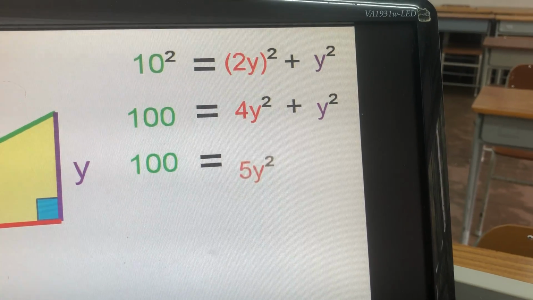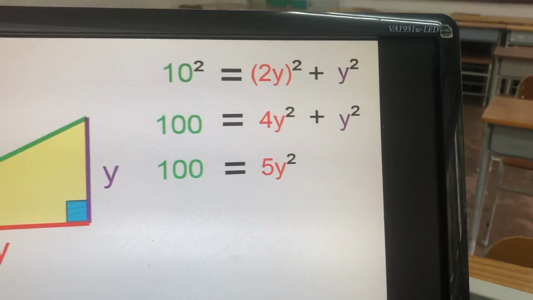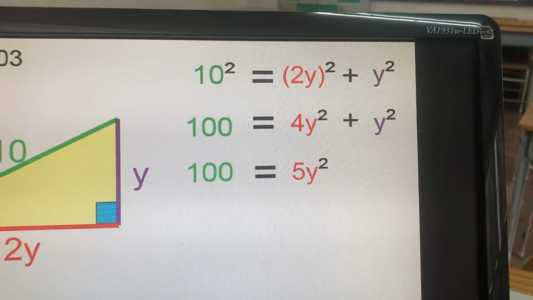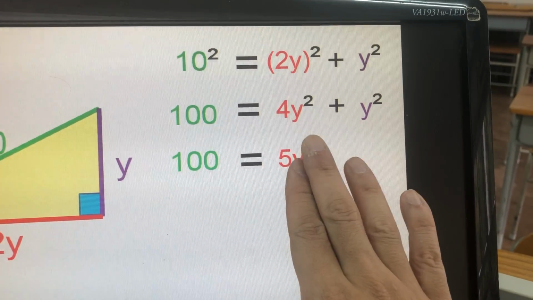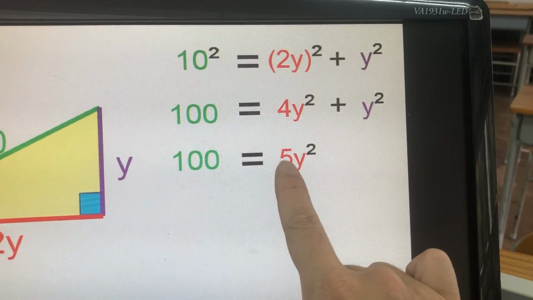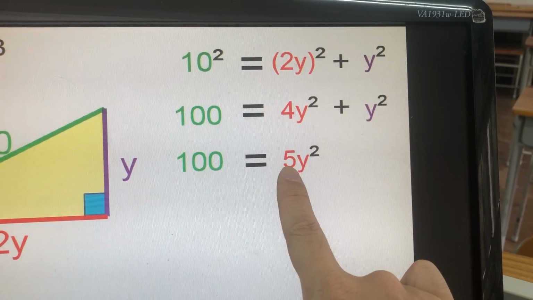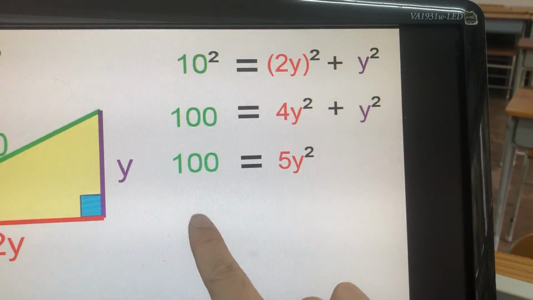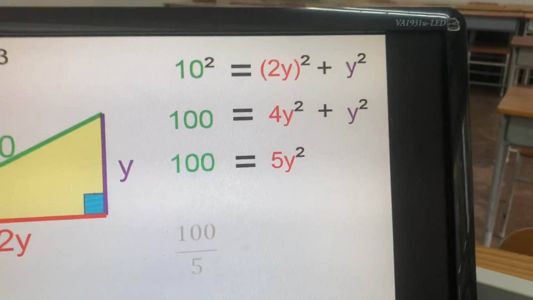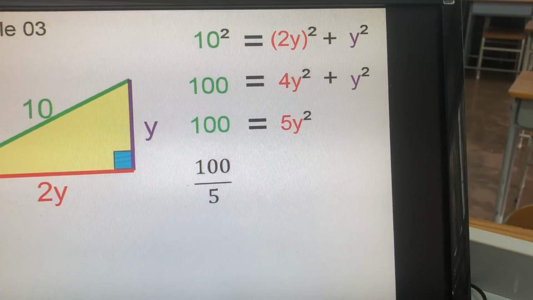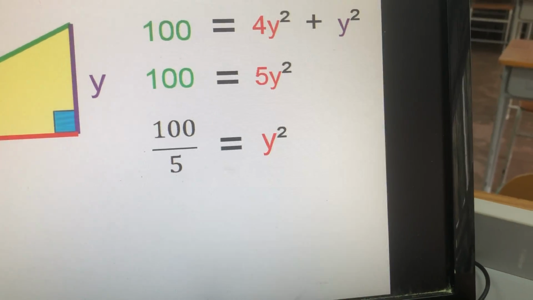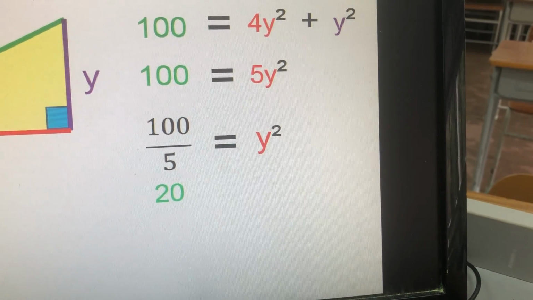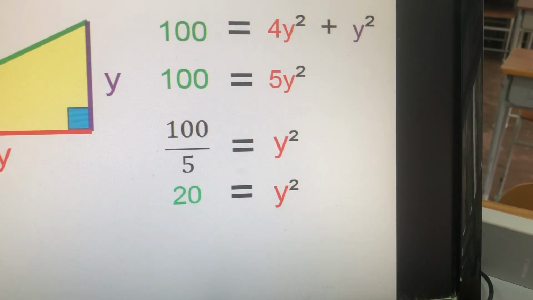So 100 equals to 5y to the power 2. Alright? We want to know what is y. So this is the key part. We have to get rid of the other thing. How to get rid of the 5? What to do with the 5? Yes, bring this down to the other side, become divide. So we have 100 divided by 5 equals to y squared. And 100 divided by 5 is 20. 20 equals to y squared.